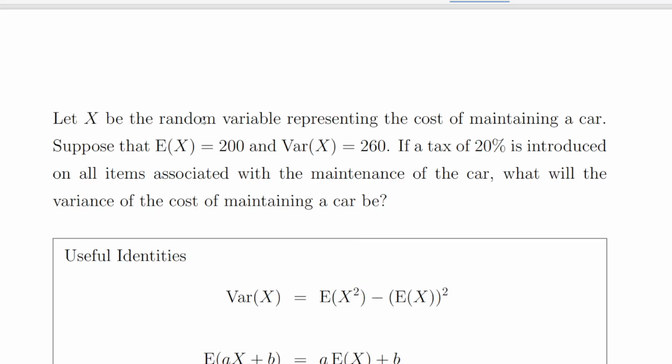So let x be the random variable representing the cost of maintaining a car. Suppose that the expected value of x is 200, E of x equals 200, and that the variance of x is 260. So if a tax of 20% is introduced on all items associated with the maintenance of the car, what is the variance of the cost of maintaining the car going to be?